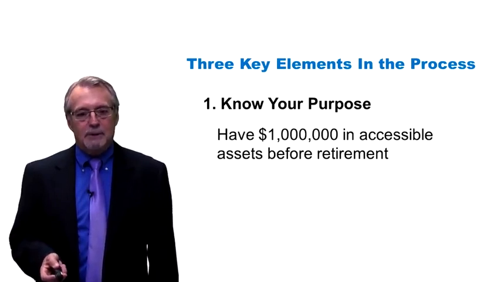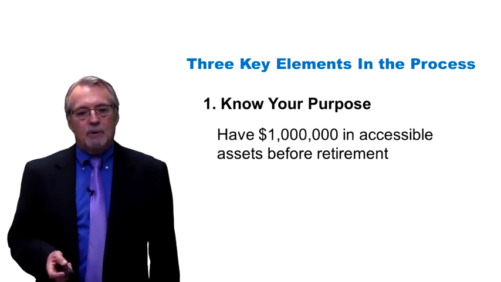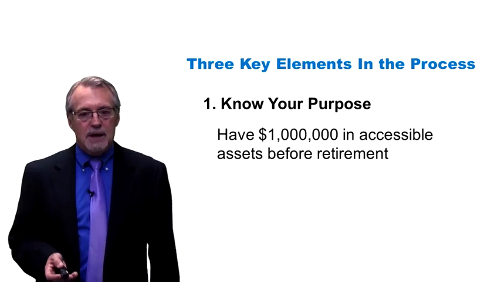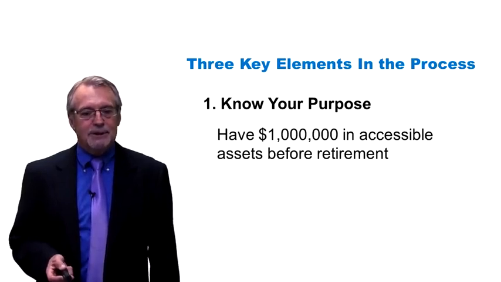Let's take a look at an example. You have a purpose. You want to have $1 million in accessible assets before you retire. And that's a number that's not all that unattainable for most people that are under 30 years old. You can probably put that money away and reach that goal. But you're going to have to do some things to make that happen.